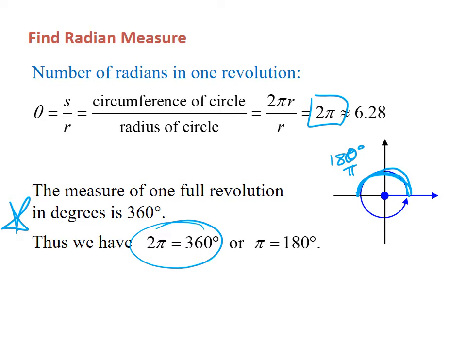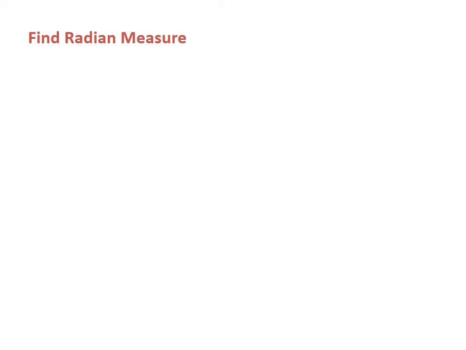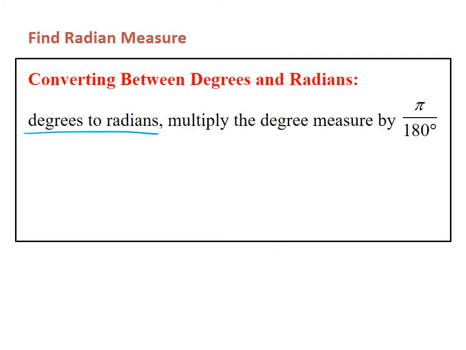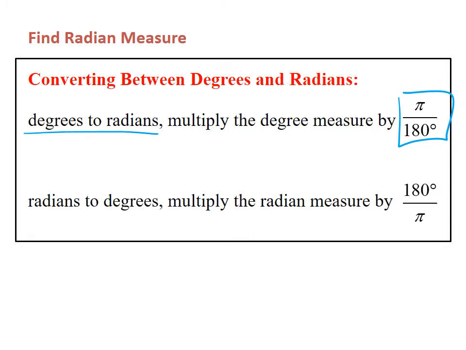Sometimes we will want to convert back and forth between radians and degrees, or vice versa. So when we are converting degrees to radians, we will multiply by pi over 180. Since these are the same distance, it's like multiplying by 1, but it allows us to eliminate degrees in this case. On the other hand, if I want to convert from radians to degrees, I will multiply by 180 degrees over pi. And I'll show you an easy way to remember this.